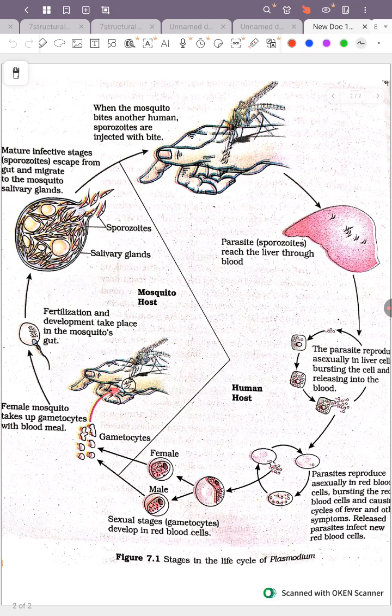Thank you. These were the stages in the life cycle of Plasmodium.